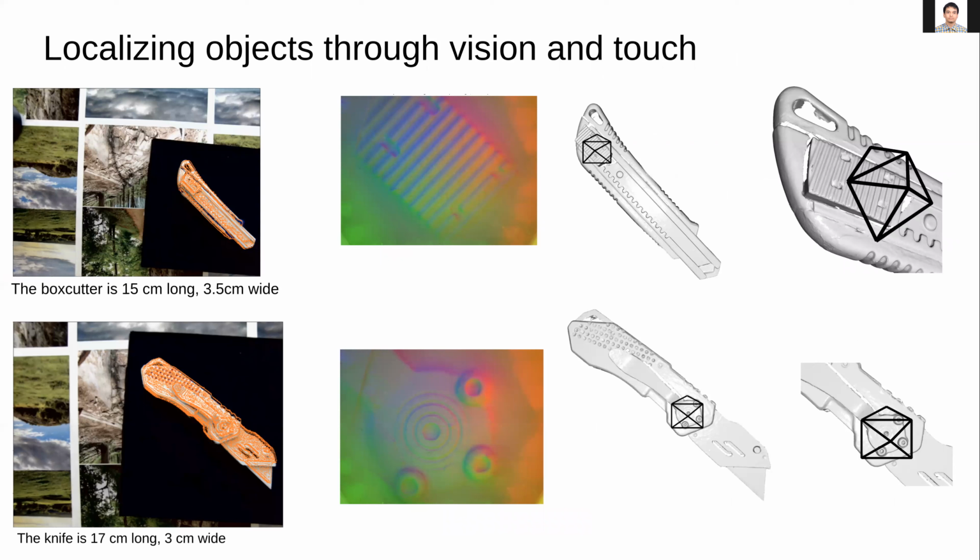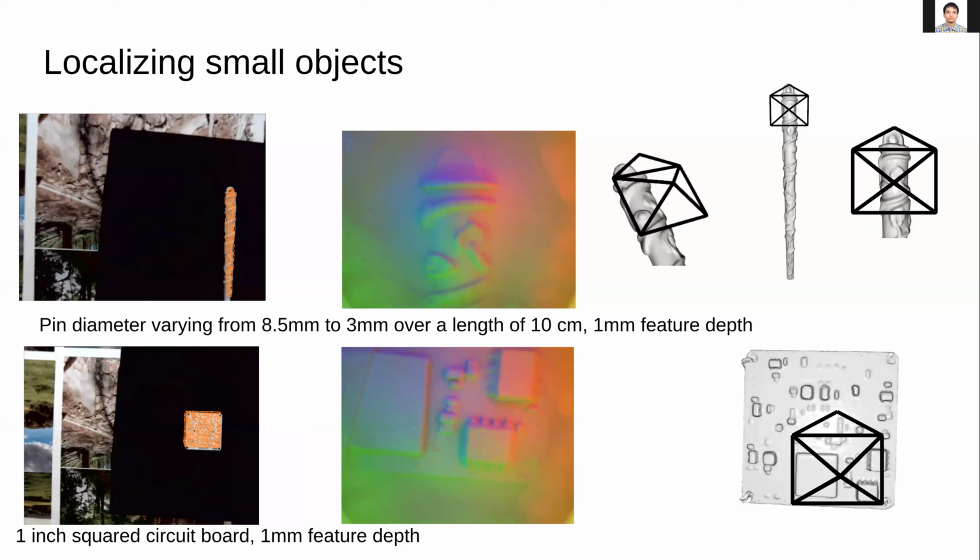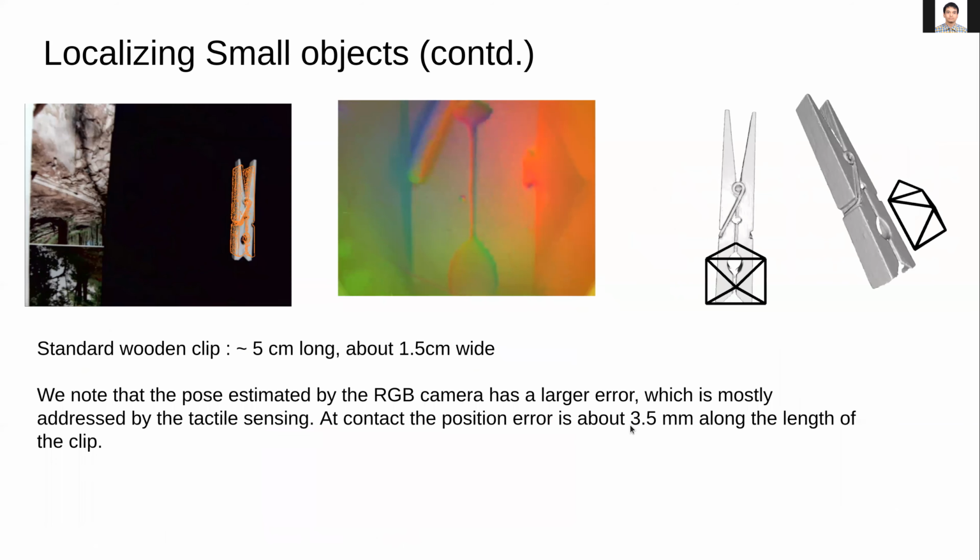We demonstrate localizing objects using vision and subsequently identifying the location of contact after the tactile measurement has been recorded. We also provide the physical dimensions of the objects on the slide. We could also localize smaller objects using the same pipeline. The dimensions of the objects are next to the objects. Especially for small objects, sometimes the pose estimate by the RGB cameras has some error, which is mostly addressed by the tactile sensing.